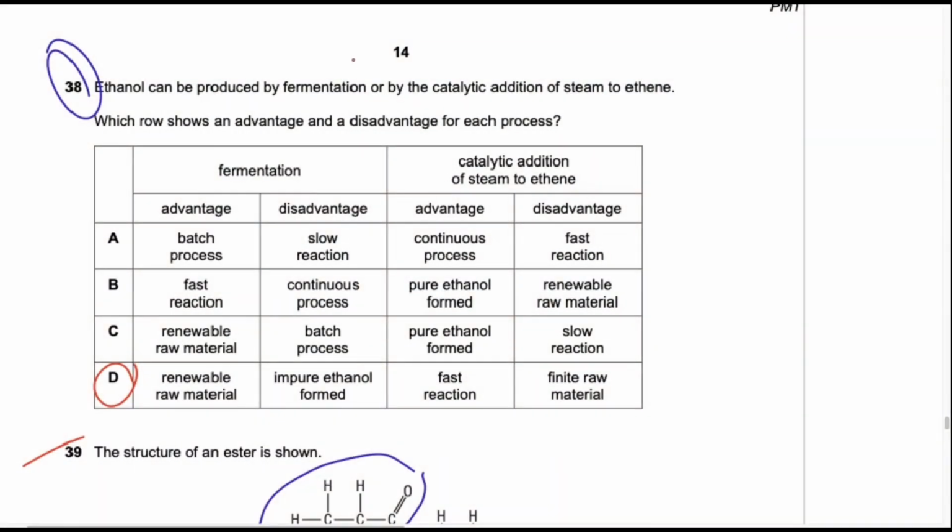Ethanol can be produced by fermentation or by the catalytic addition of steam to ethene. Fermentation is famous because it is used to make wine, which contains alcohol. Ethanol is alcohol. Okay, catalytic addition.